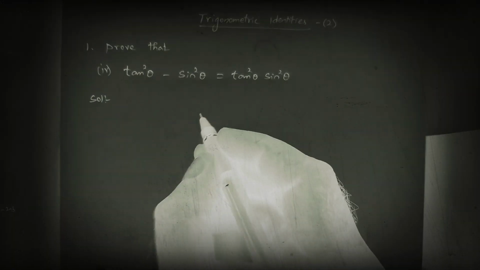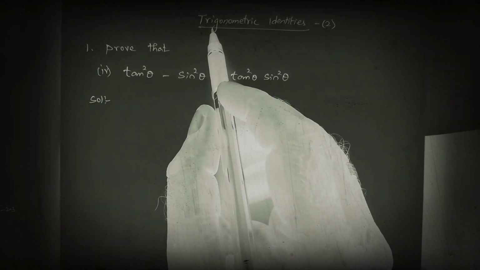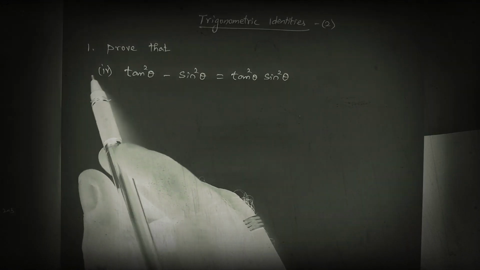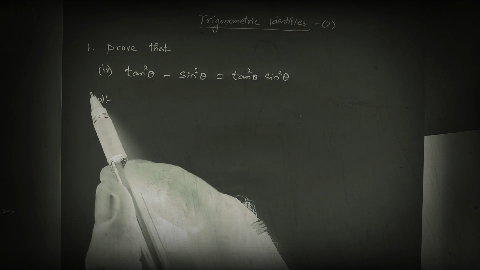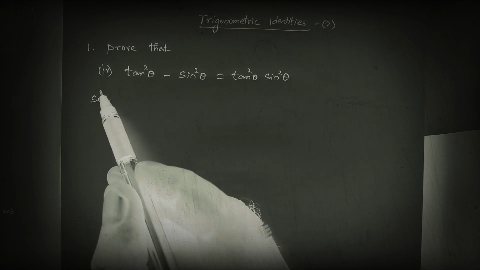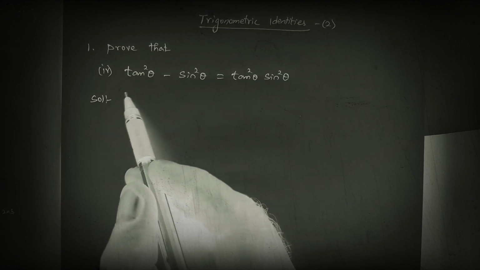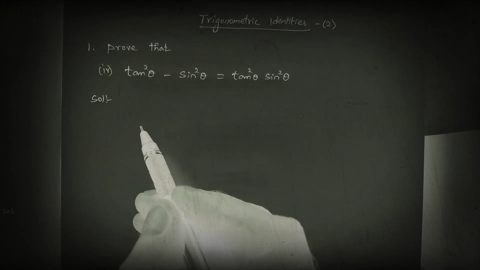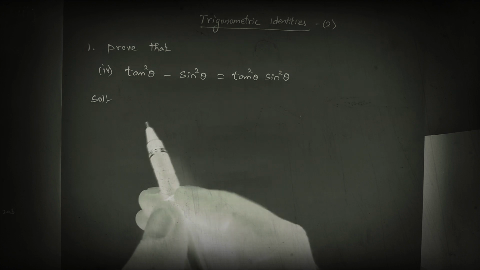Hi students, today we are going to see sums in trigonometric identities. Already we have completed 3 subdivisions in first sum. Now we are going to see sum number 4. Before solving the sums, we have to be thorough with the formulas. That is very important. I am continuously saying that the formulas are very important.